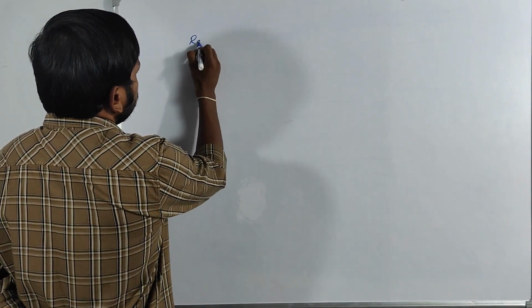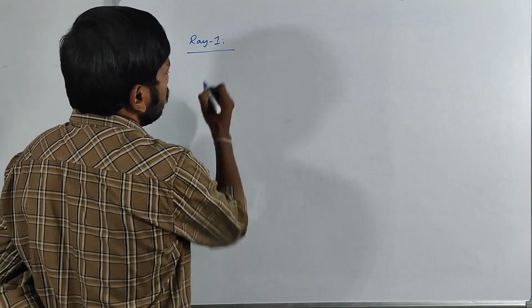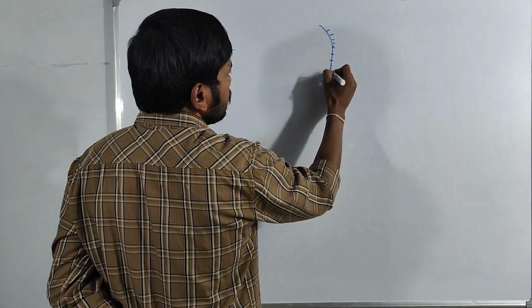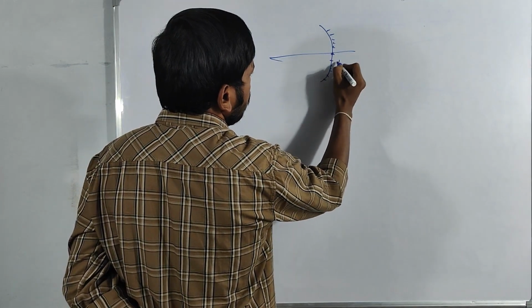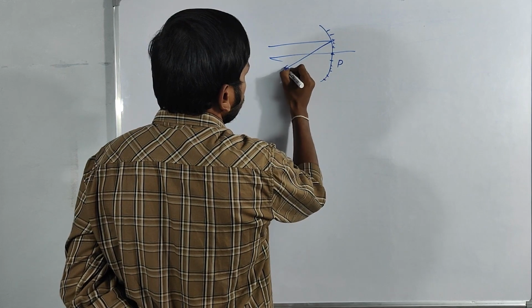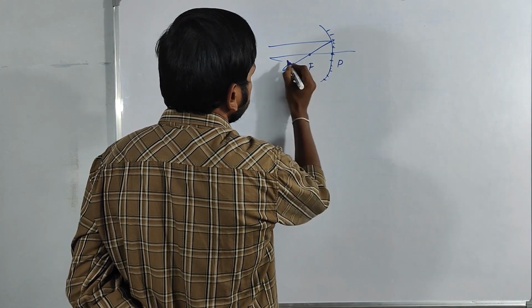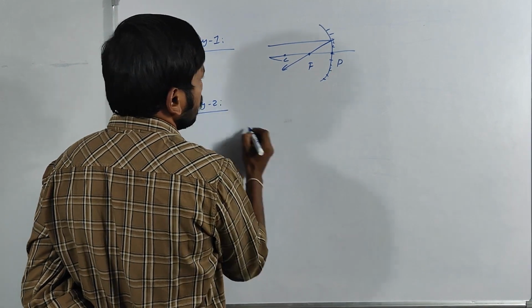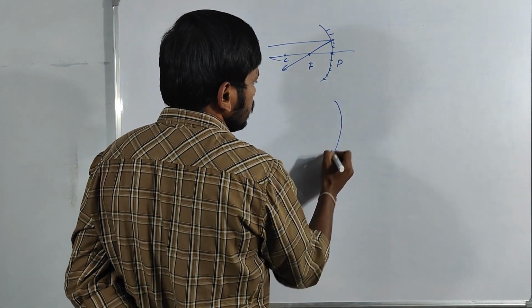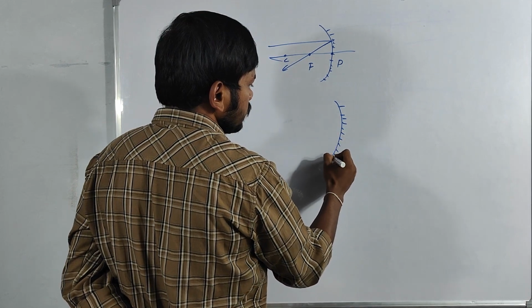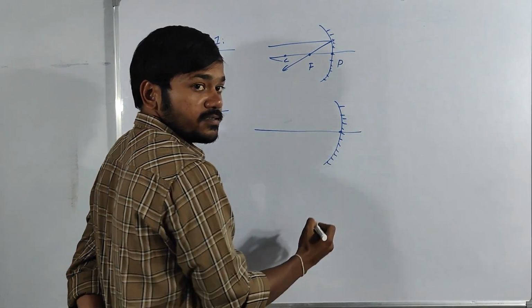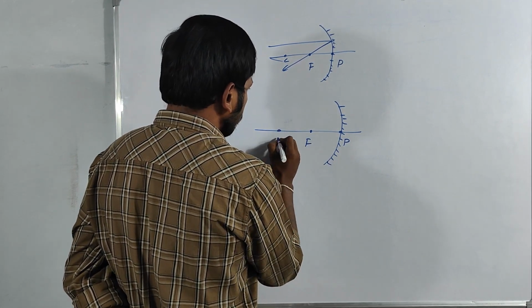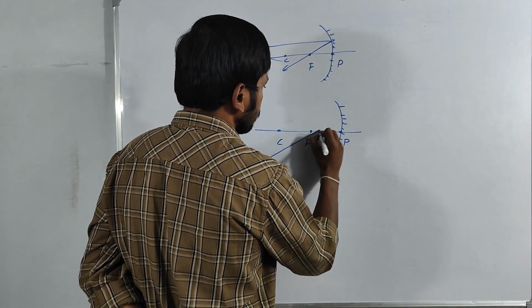Ray rule 1 says whenever the incident ray is parallel to the principal axis, it reflects and passes through the focus. Ray rule 2 says whenever the incident ray passes through the focus, it reflects and becomes parallel to the principal axis.